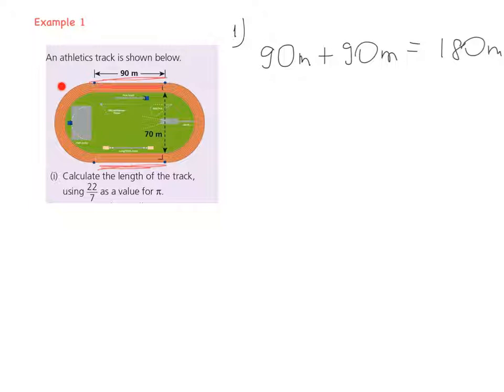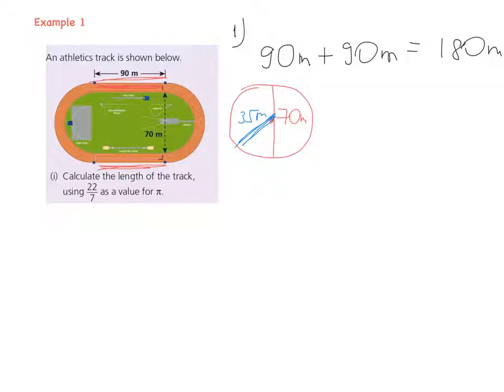Now we have this part and this part. This is a semicircle and this is a semicircle. But when we join them, we actually get the full circle. And we know this is 70 meters. In a circle, this is the diameter. If we know the diameter is 70 meters, we can also find the radius. This is exactly half of it, so 35.